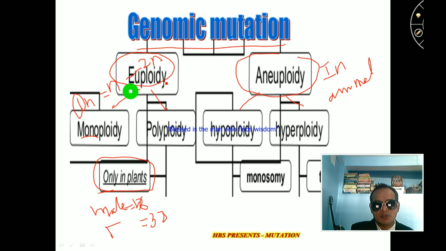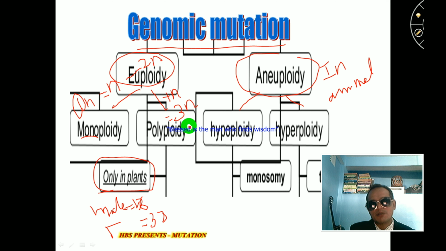But we have a 2n number of chromosomes in euploidy, and if there is an addition of the haploid number of chromosomes, half the number, then it becomes 3n. Look here, 3n. Or sometimes more than 3n, 4n, 5n, it goes on. Then it leads to polyploidy.